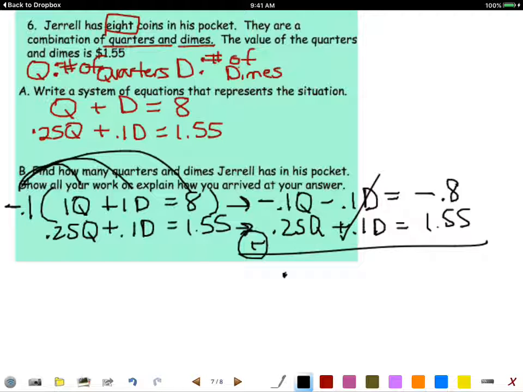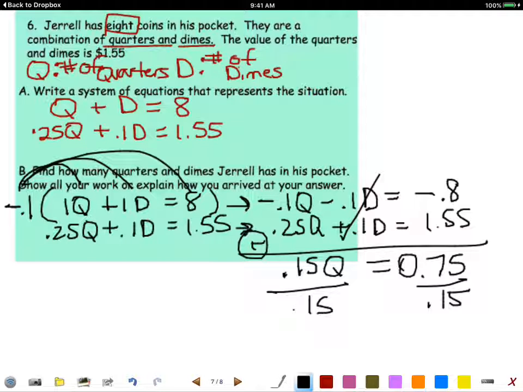So now we're trying to figure out negative 0.1 plus 0.25. 0.15Q equals 0.75. Divide by 0.15. Q equals 5, right? So there's 5 quarters. Well, that makes it easy. How many dimes are there? 3, because there's 8 coins in his pocket. So you're able to just put that in there.